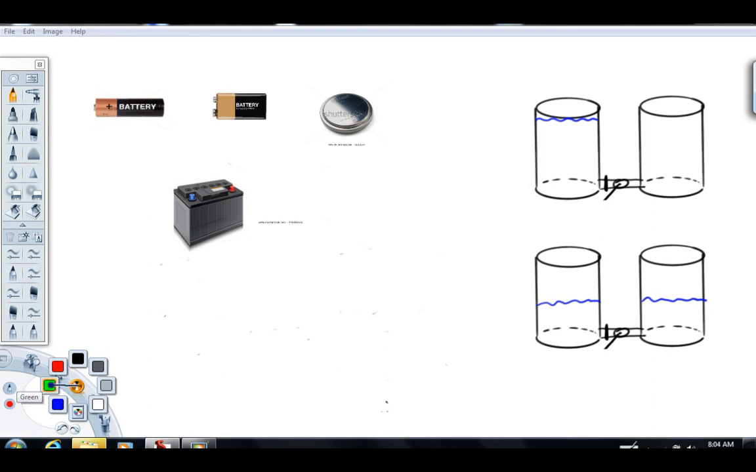I'm going to draw these plates maybe in green. So imagine a pair of plates here. These plates are just going to represent the storage capacity, right? But just imagine them being plates. And these plates are each connected to the terminals.